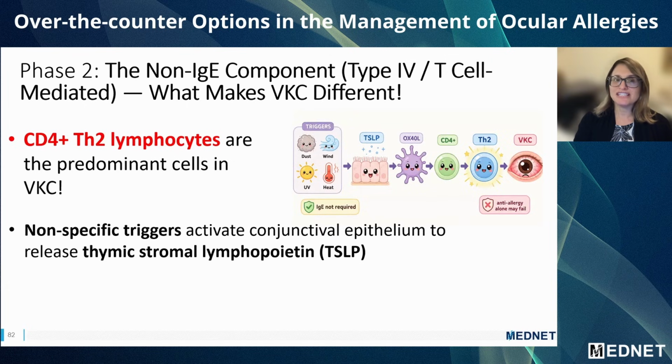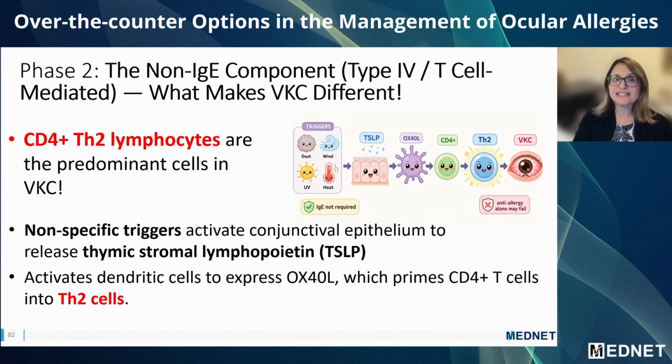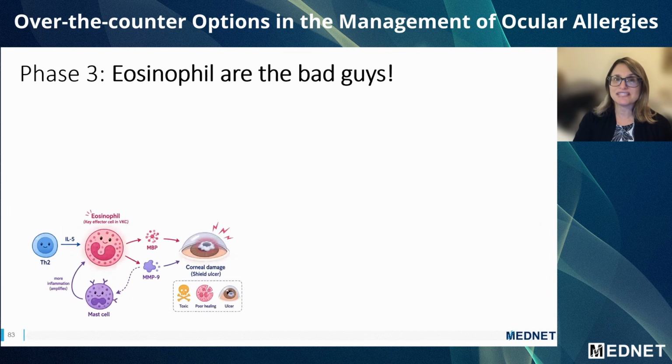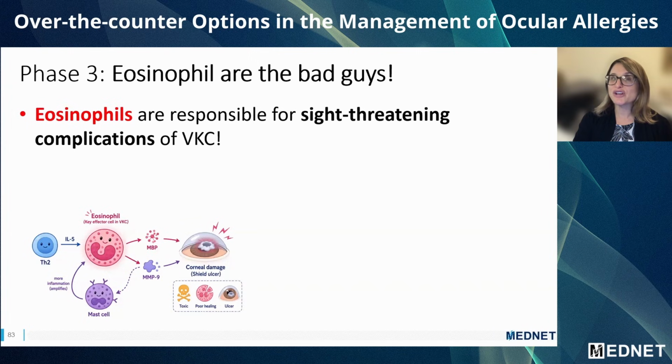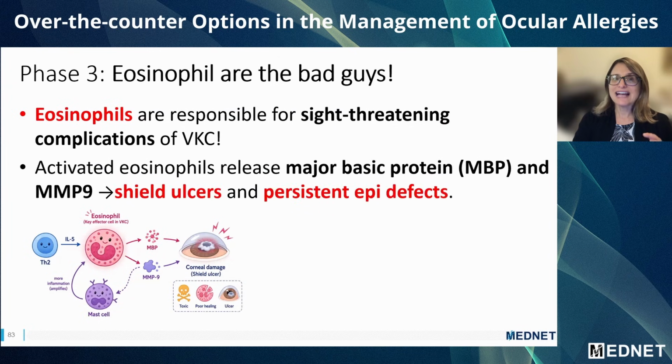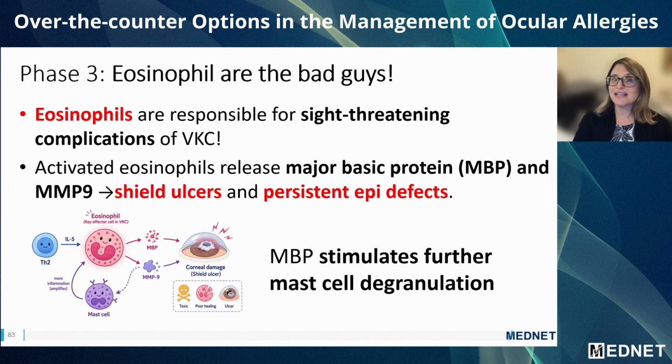And so what we think happens is you have these non-specific environmental triggers, and they activate something called TSLP. That causes these dendritic cells to express things that prime T cells, and these T cells then become Th2 cells. In this case, eosinophils also come in and are really the bad guys because they are responsible for the sight-threatening complications of VKC. Activated eosinophils release lots of things, but inflammatory proteins that lead to the things that we really worry about as ophthalmologists, shield ulcers and persistent epithelial defects.